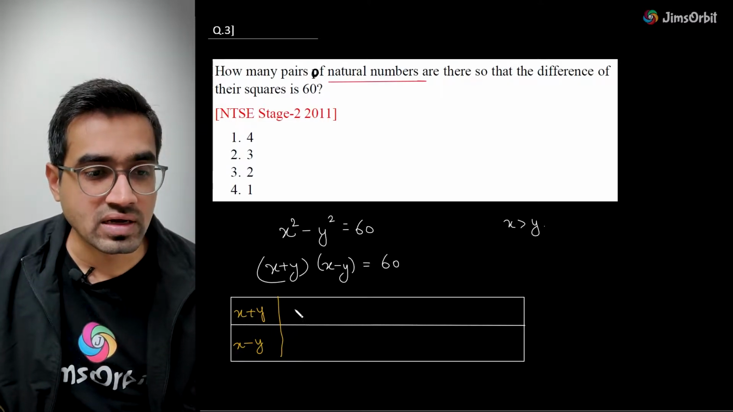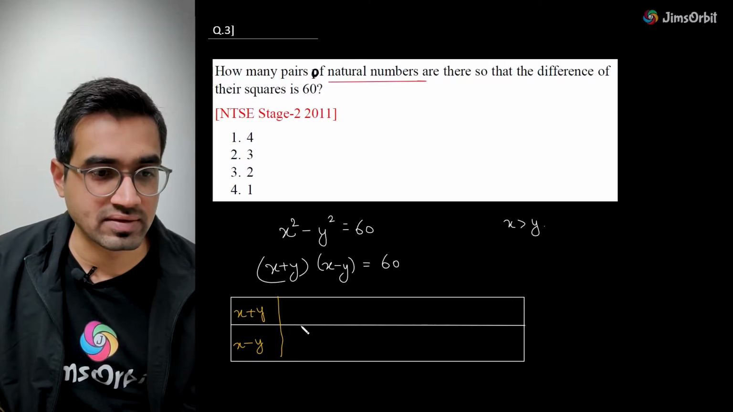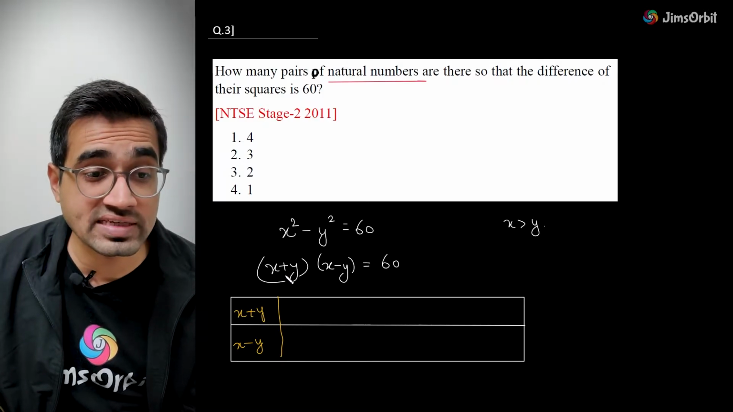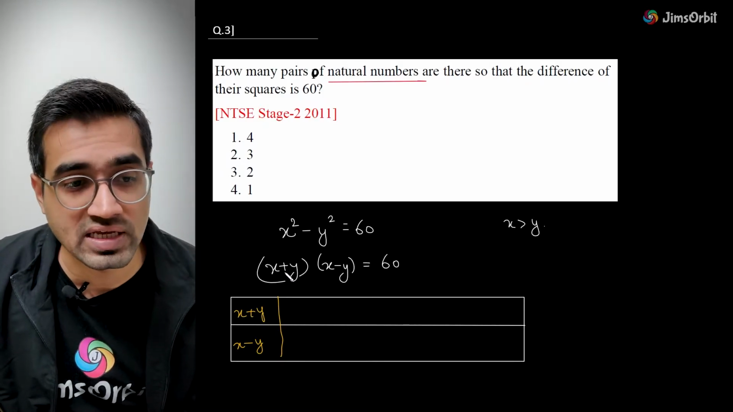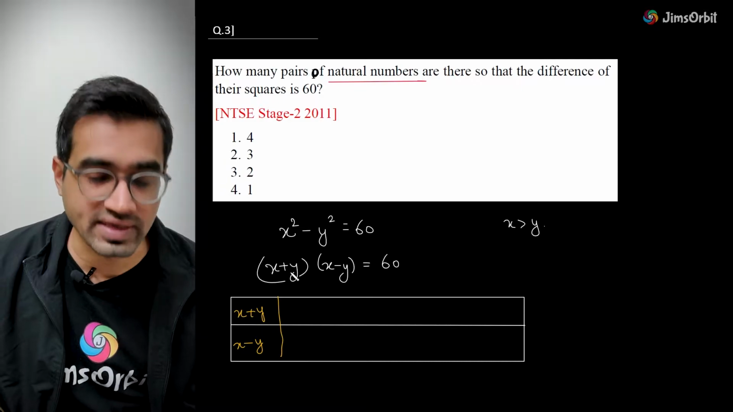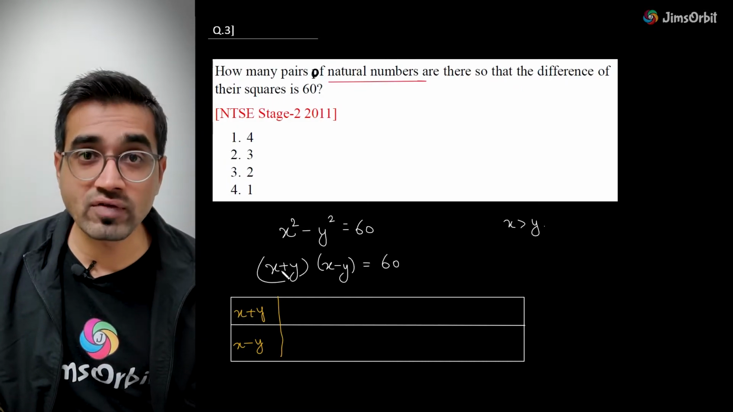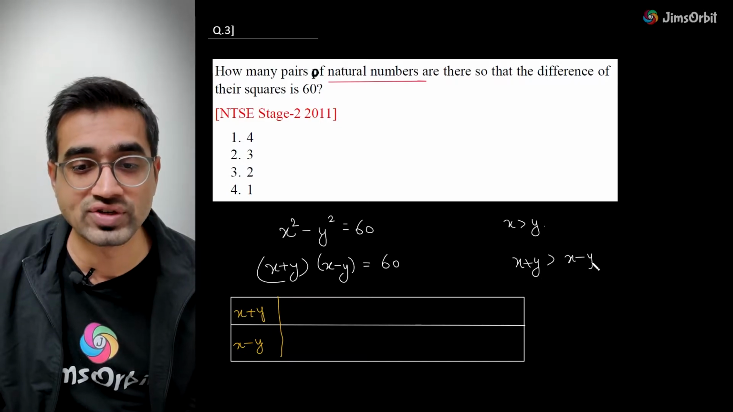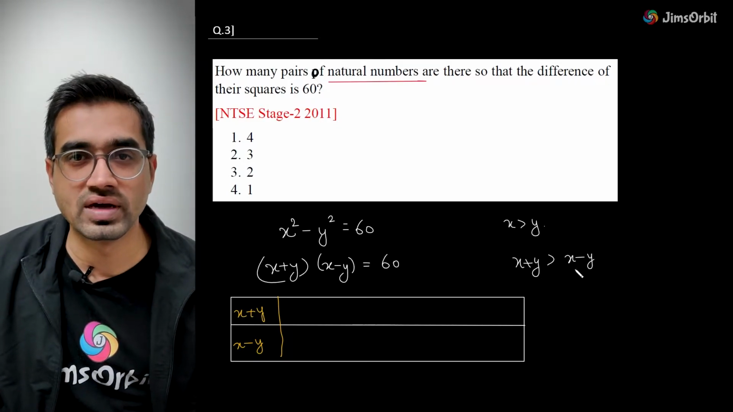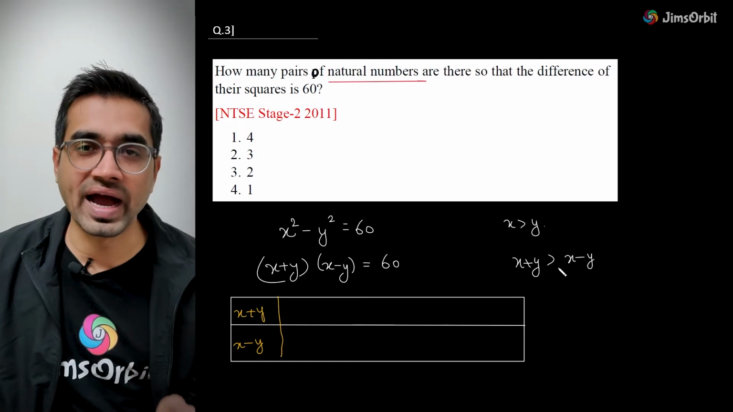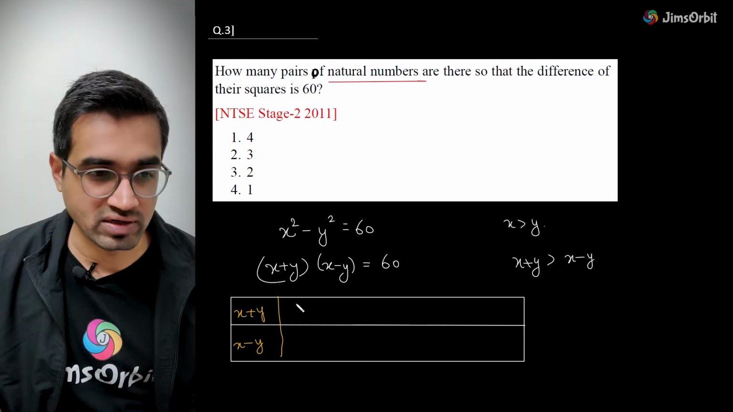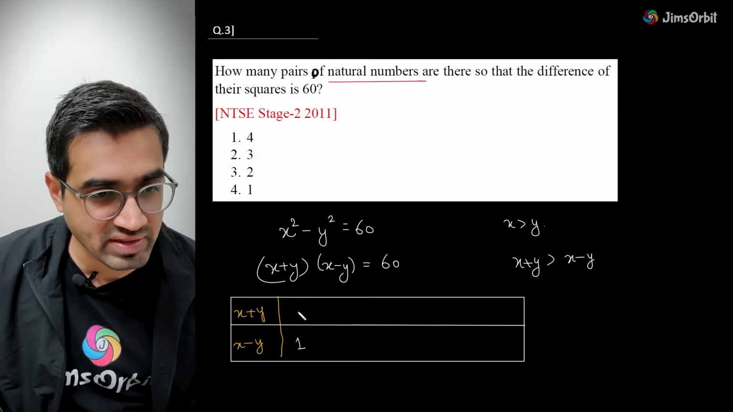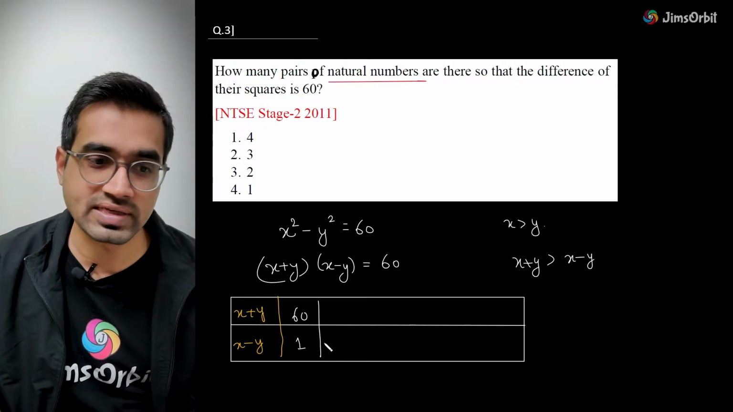The first is, if I write it as 1, the other is 60. Now you cannot write x plus y as 1. Why? Because the sum of two natural numbers will always be greater than the difference of the two natural numbers. So how can x plus y be 1? Only x minus y can be 1, and x plus y can be 60. This can be true.